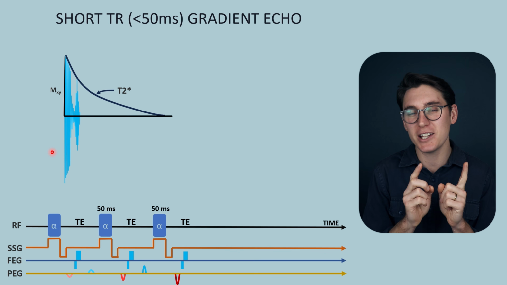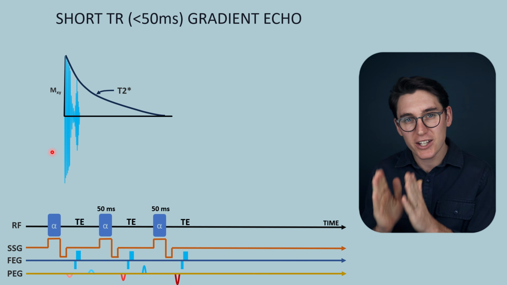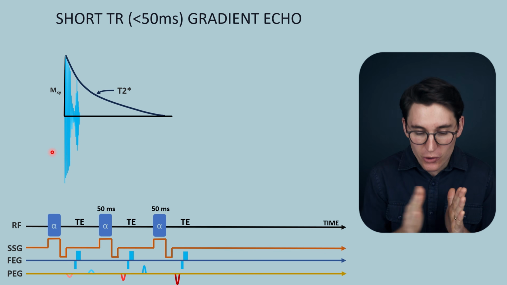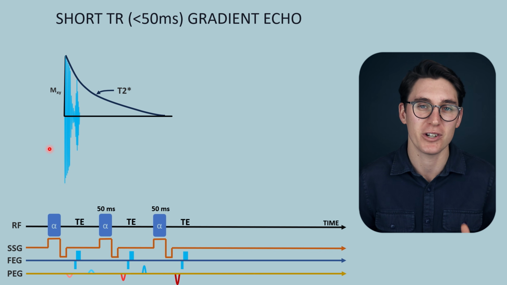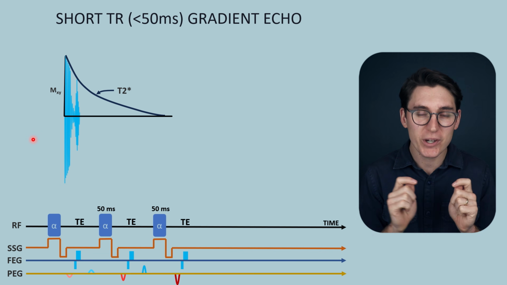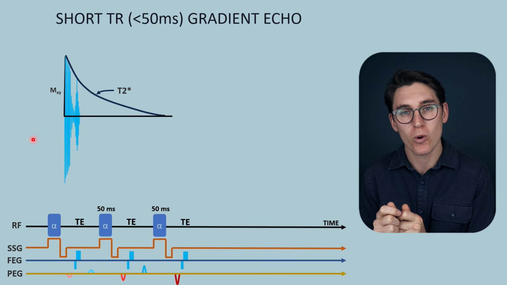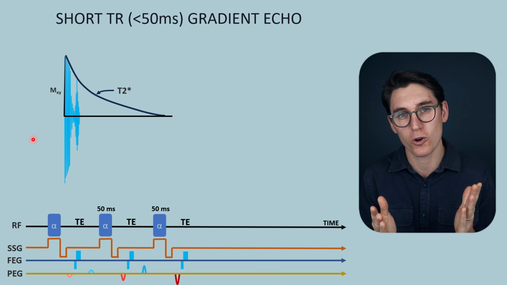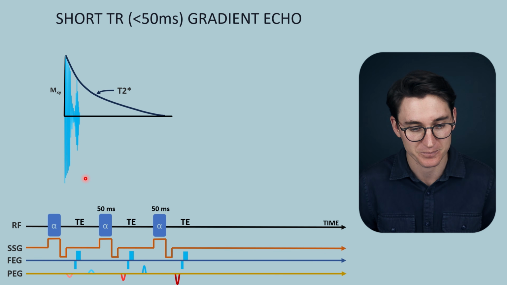Now remember, a really important point when it comes to reading out signal from a slice: we can only read out signal during a frequency encoding gradient. That's why the frequency encoding gradient is often known as the readout gradient. If we don't have a frequency encoding gradient applied during readout, we won't be able to Fourier transform that information and figure out where the signal is coming from along the x-axis.